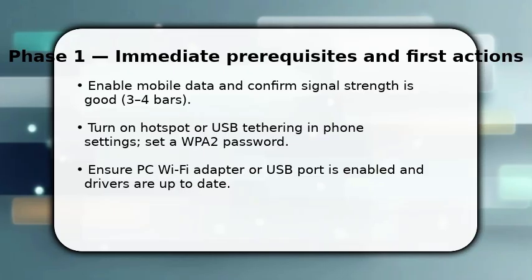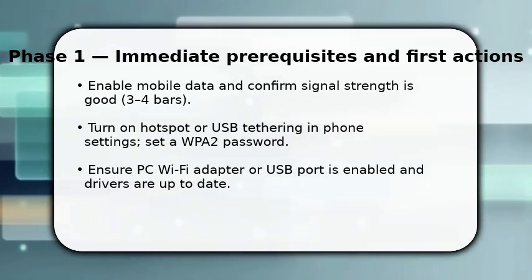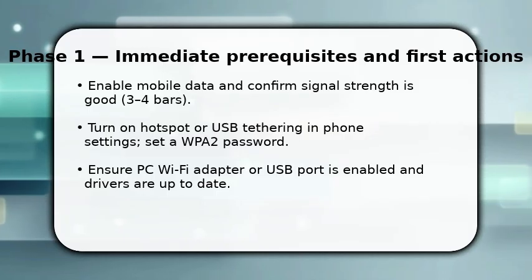You start by making the phone the internet source. Enable mobile data and check you have usable signal. Once done, turn on the hotspot or plug the phone via USB and enable tethering. Set a strong WPA2 password so others cannot join.